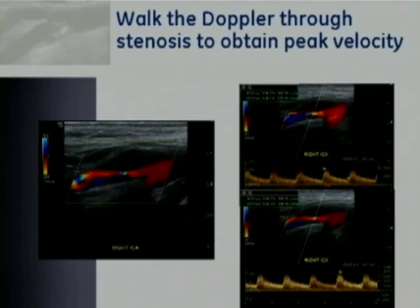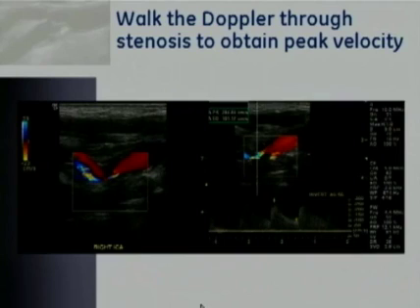I may do this 2 or 3 times until I'm satisfied that I've really obtained the peak velocity. Once I'm comfortable that I've obtained the peak or maximum velocity within that stenosis, I take a hard copy reading and document, and here's the peak velocity. It's nearly 400 centimeters per second in systole and well over 100 centimeters per second in diastole.